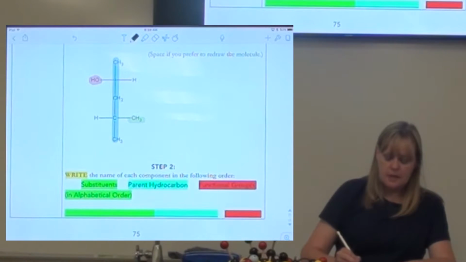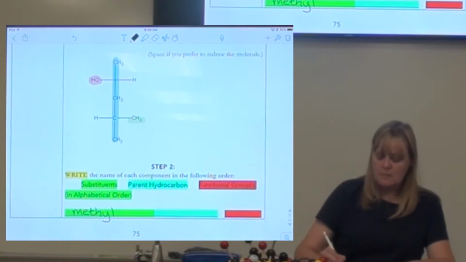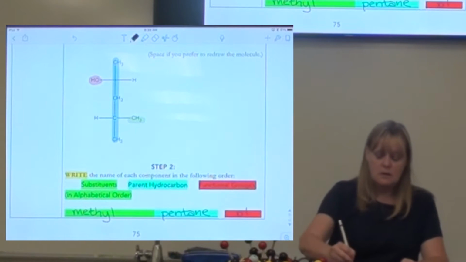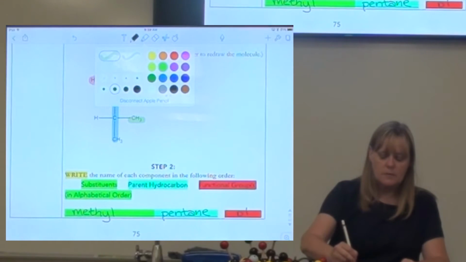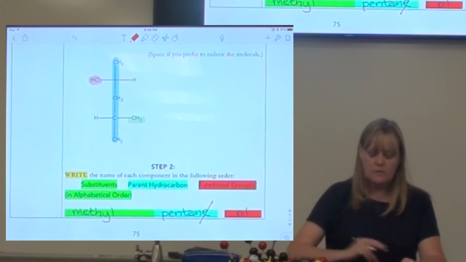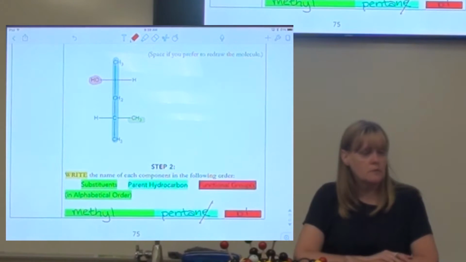All right, so you've got a methyl group. 1, 2, 3, 4, 5. Pentane. And an alcohol, so it has an all ending. And that means that I'm going to get rid of the E so you don't have the 2 vowels.